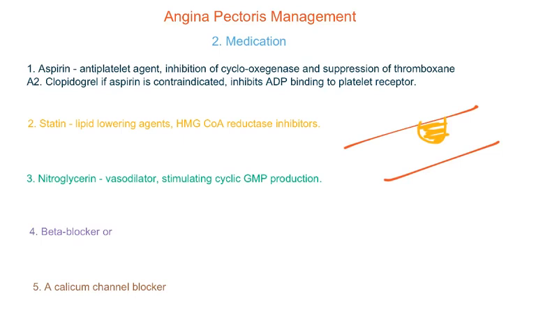Nitroglycerins are vasodilators. They cause relaxation of the vascular smooth muscle by stimulating the cyclic GMP production. They also help in decreasing the blood pressure.